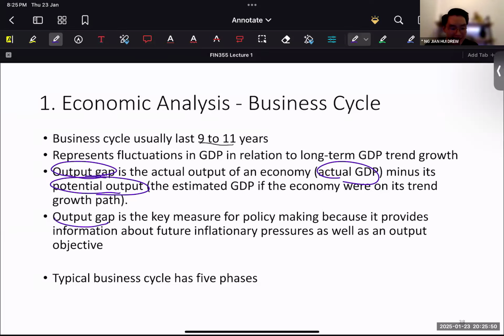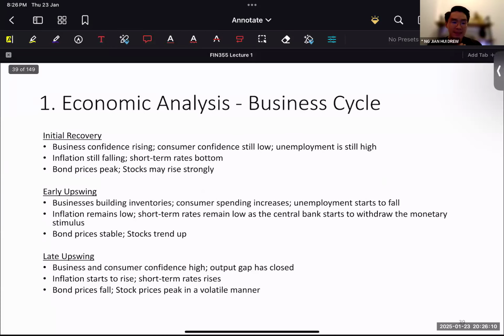So the amount of gap provides you some information about the future inflationary pressures because the gap gives you what is the actual minus what is supposed to be, right? So if there's a large gap, then maybe you'll become a bit more concerned. Generally, there are 5 phases in terms of business cycle.